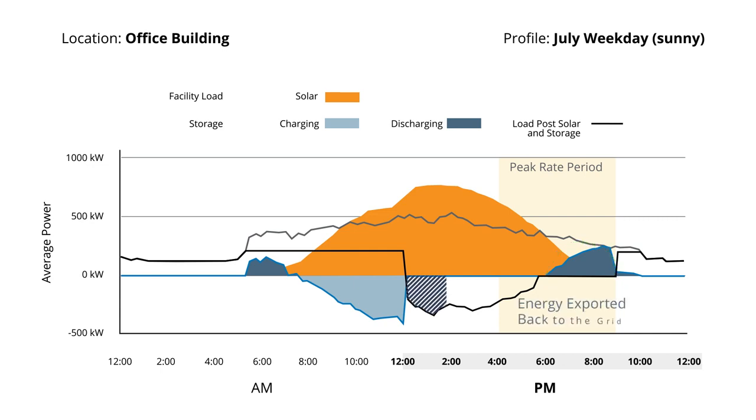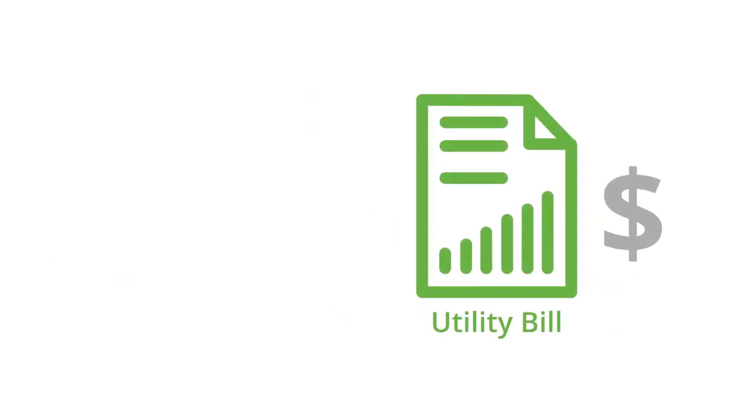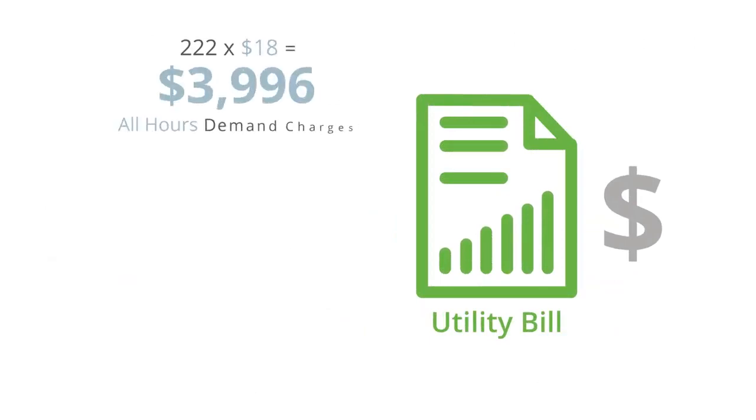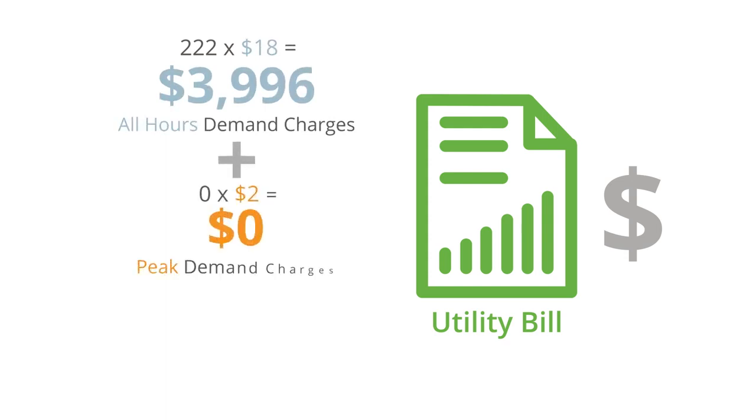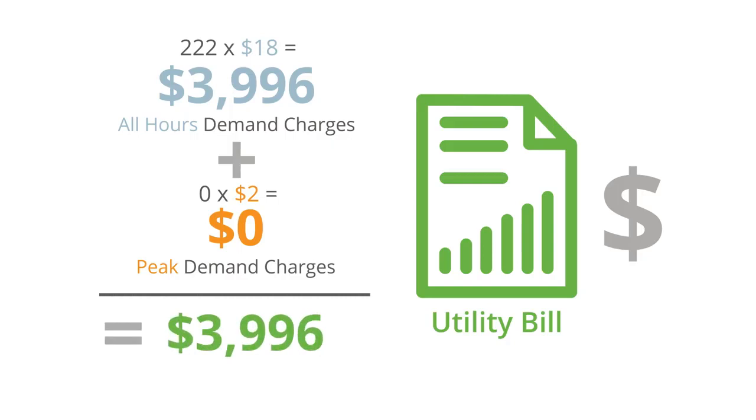In fact, this customer is even exporting during a portion of peak time, which is very beneficial when net metering is available. Net metering notwithstanding, with solar and SunVault DX storage, this customer is now only paying $3,996 in all hours demand charges, and no peak demand charges at all. So the total demand charges this month are now under $4,000.